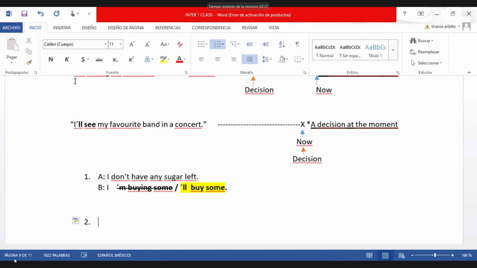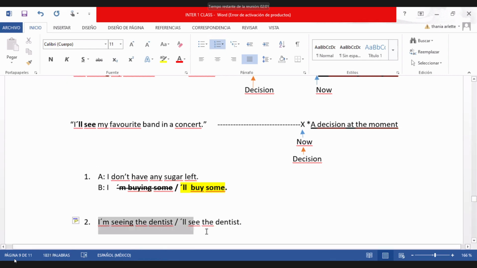"Is it possible I see you today?" And she said, "Oh, yes, Tanya. Can I see you at 5 in the afternoon?" "Perfect. At 5 in the afternoon, I'll be there." Okay? So now I can say, I am seeing the dentist, or I'll see the dentist. So I have these two options.